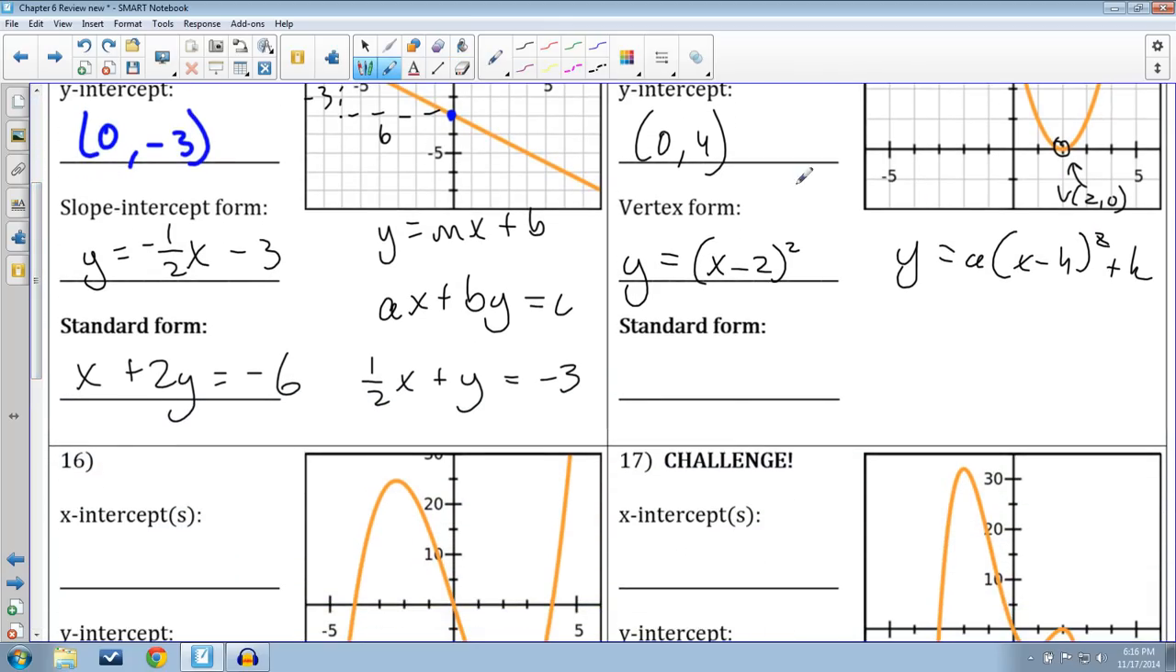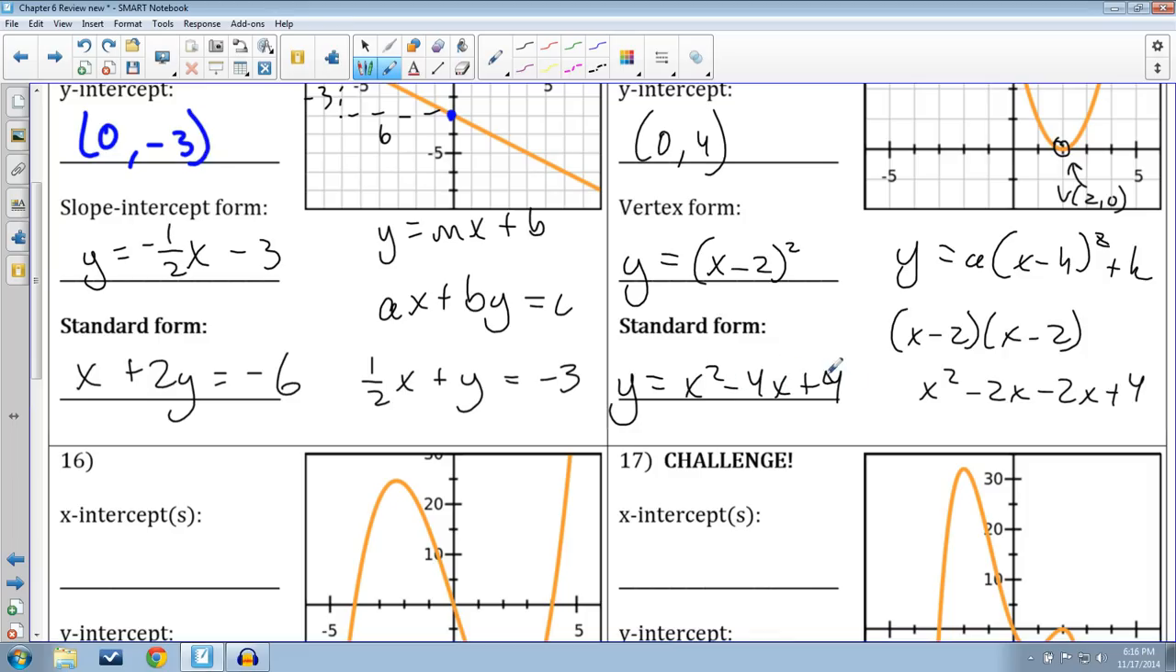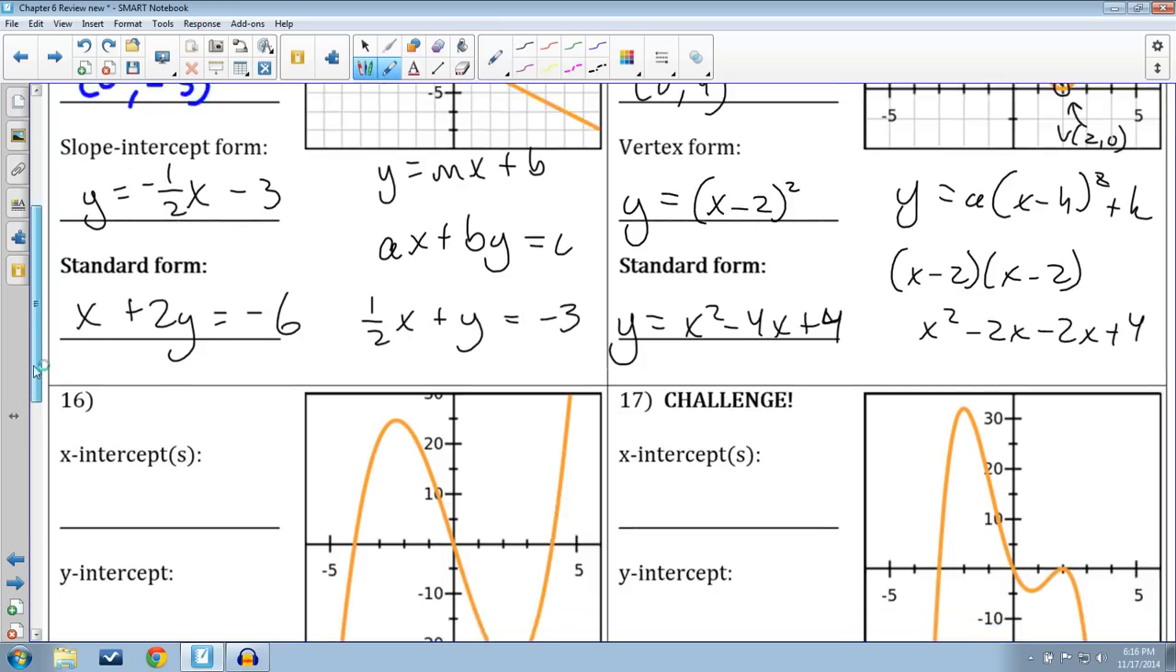I should have gone for a different vertex, even just down here. I should have changed that. Okay, let's distribute that, FOIL. That's x squared minus 2x minus 2x plus 4. So you get y equals x squared minus 4x plus 4. There you go, standard form. Okay, 2 more problems and we're done.